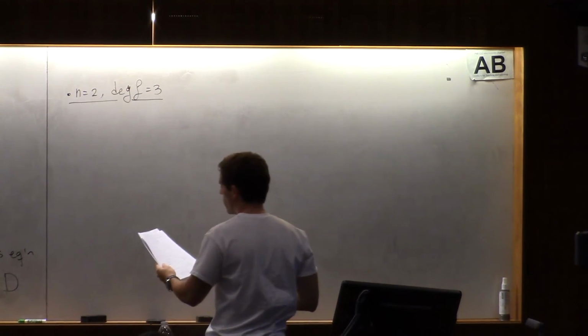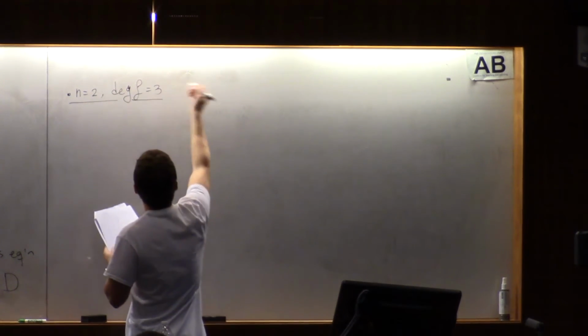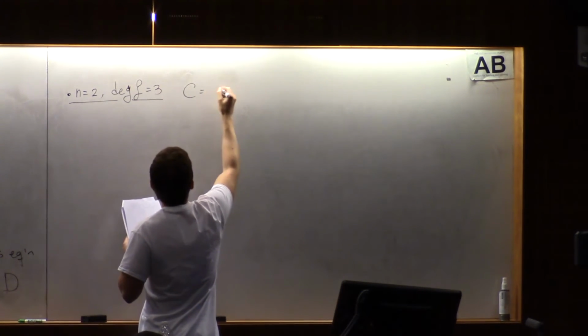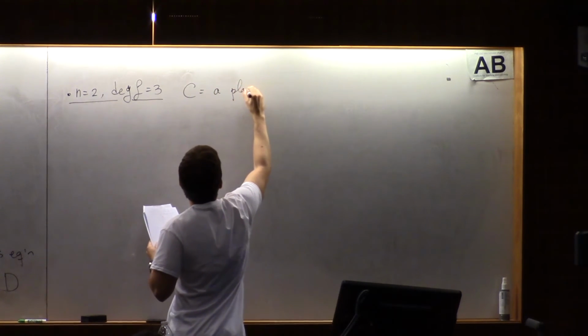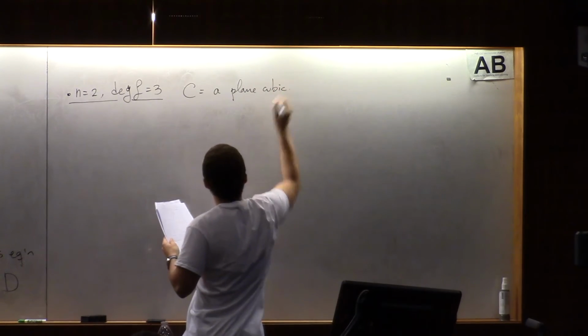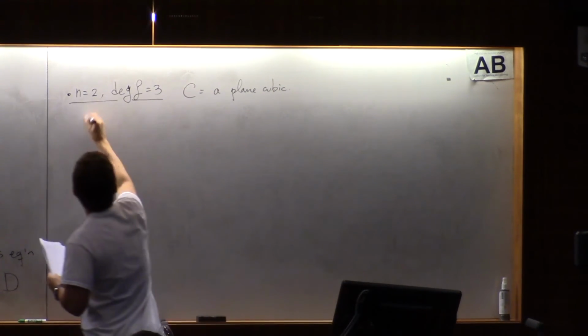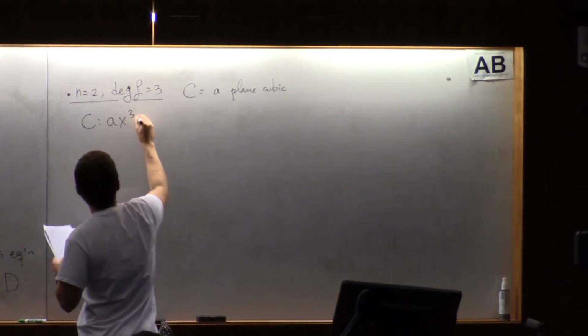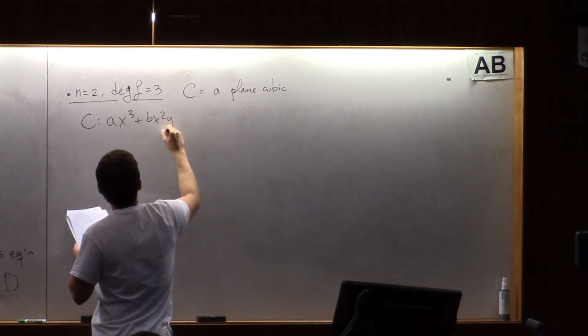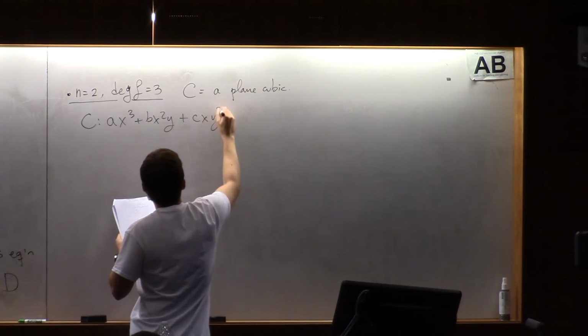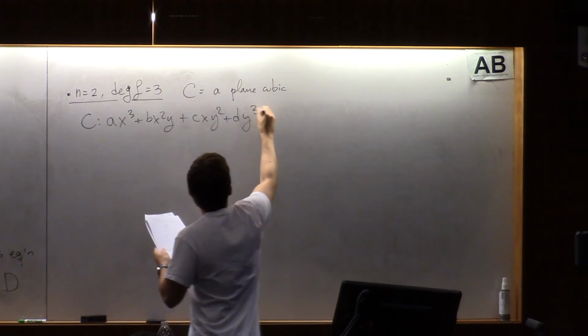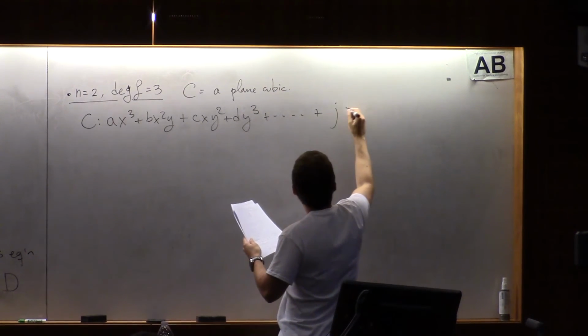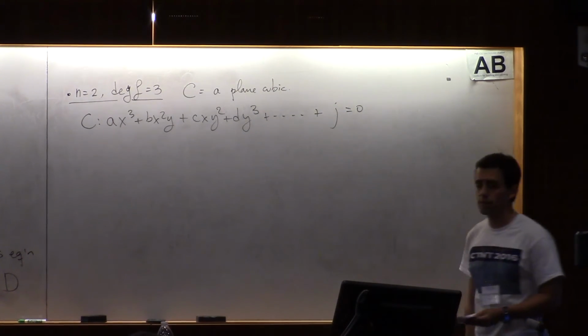Okay, so what about cubic equation? So C is now a plane cubic. So it is something like this. I'm not going to write all the coefficients now. It goes something like this. Okay?